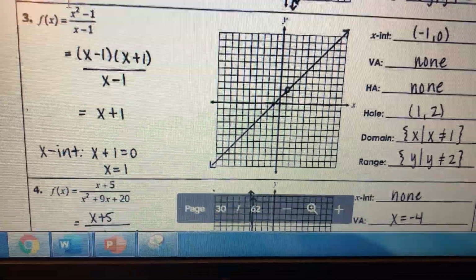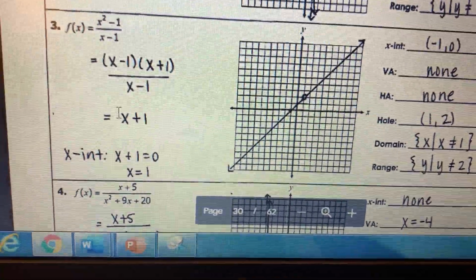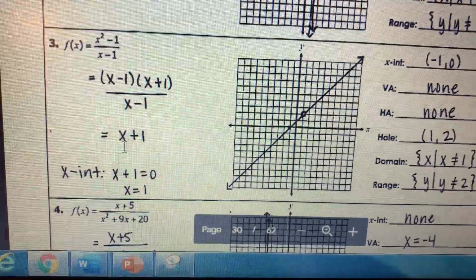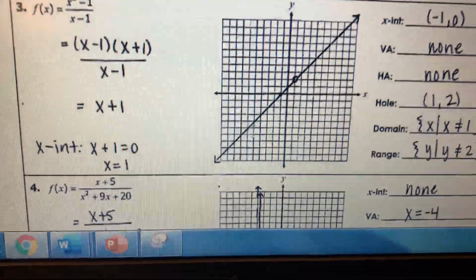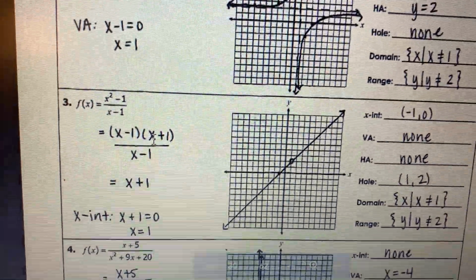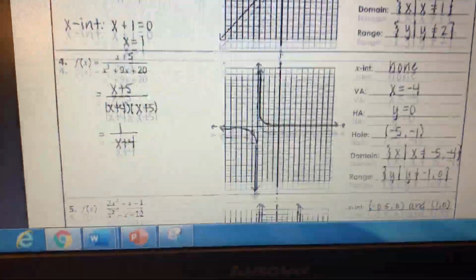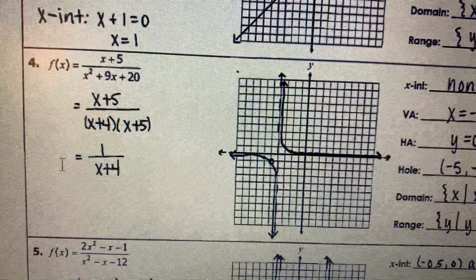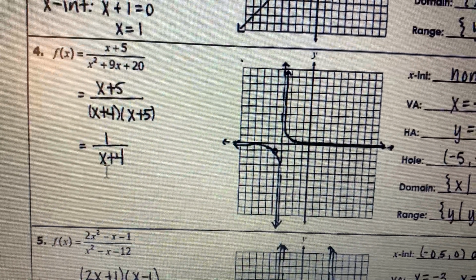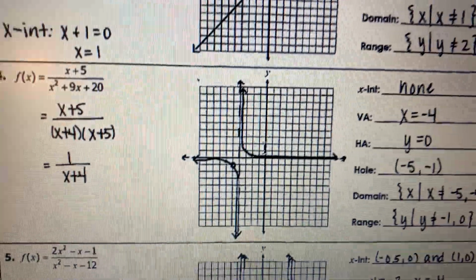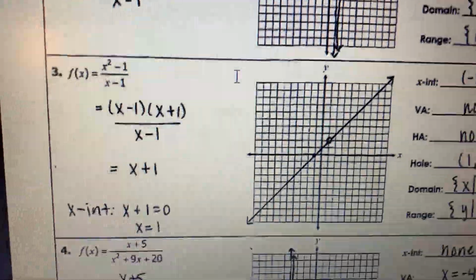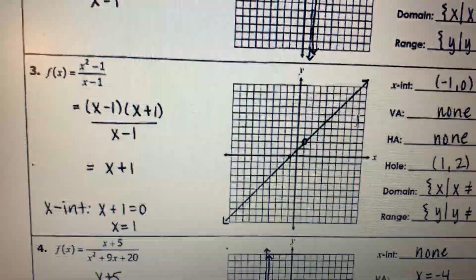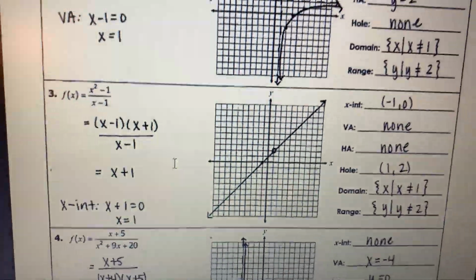If you simplify it and after canceling you do not have a fraction, what that means is that your graph is going to look like a line. Or if this was a quadratic, your graph would end up looking like a parabola. Basically, if you do not have a variable in the denominator after you simplify, then your graph won't look like this. It's going to end up looking like whatever the simplified version is. And since this simplified version is a linear function, it's going to look like a line. Anyways, you still have to find the holes.